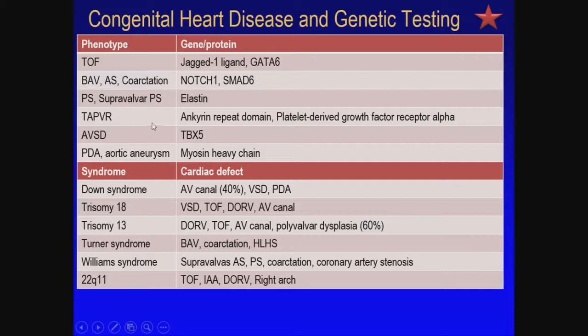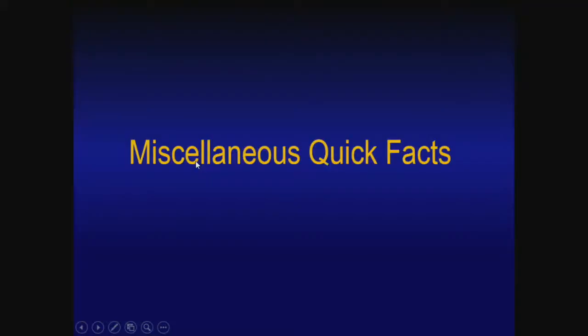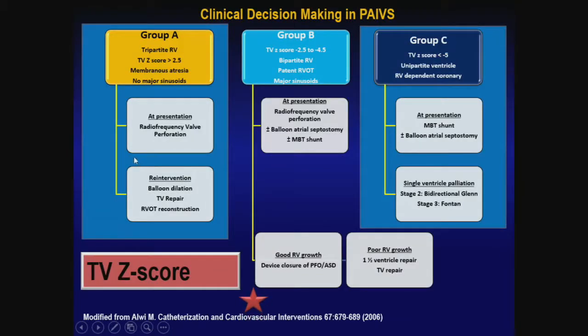The main thing to remember is tetralogy of Fallot, Alagille syndrome, JAG1, bicuspid aortic valve, Notch1, PS and supravalvular PS. Either it is Williams syndrome where the mutation is in the elastin gene, but you can have a mutation in the elastin gene without being Williams syndrome, PDA, myosin heavy chain, and things like that, okay? Just miscellaneous quick facts.